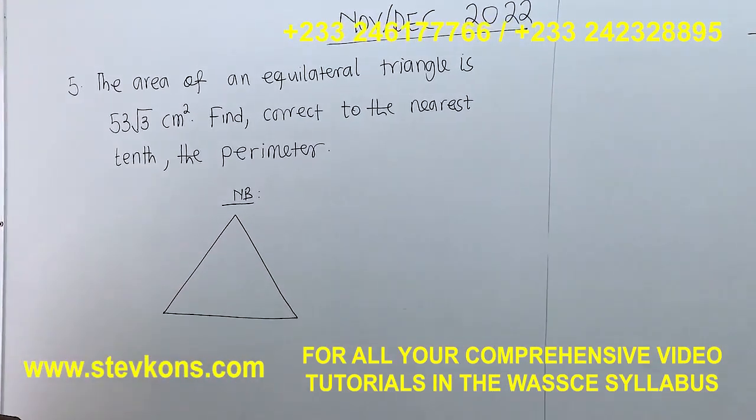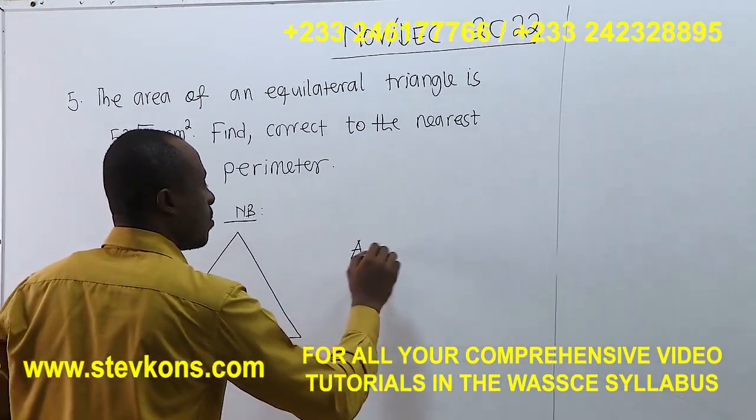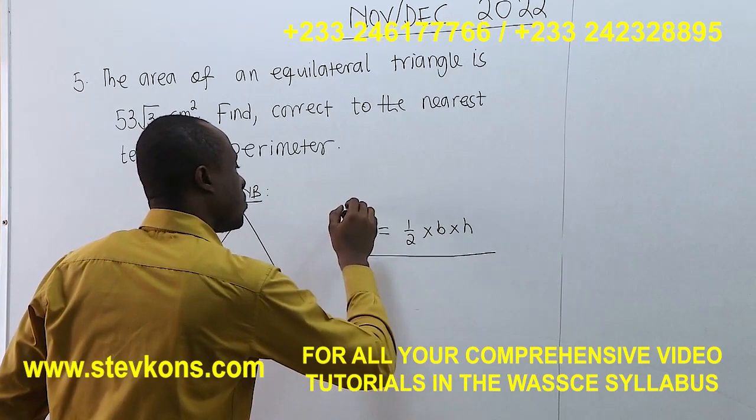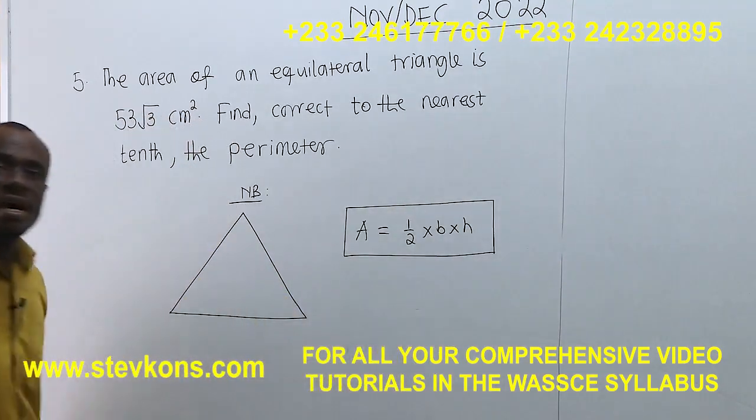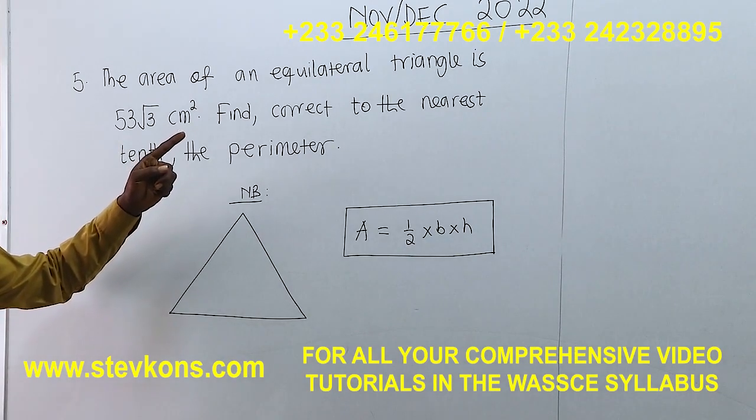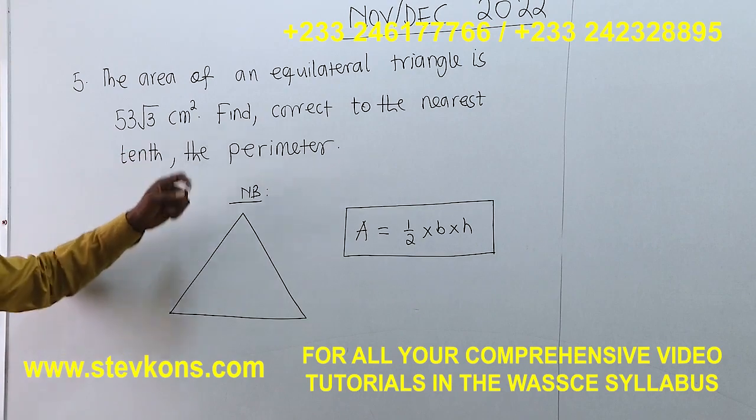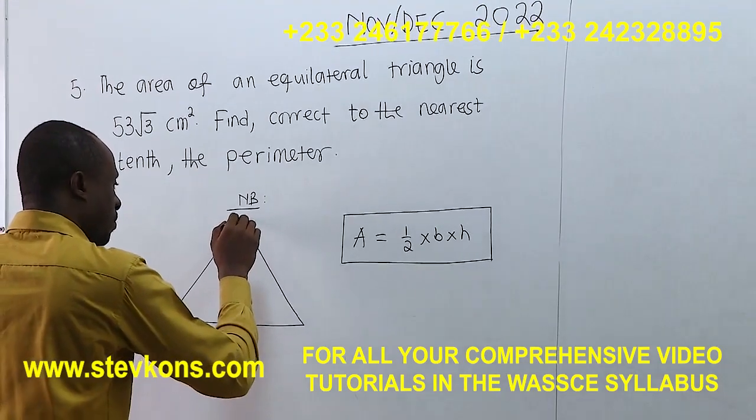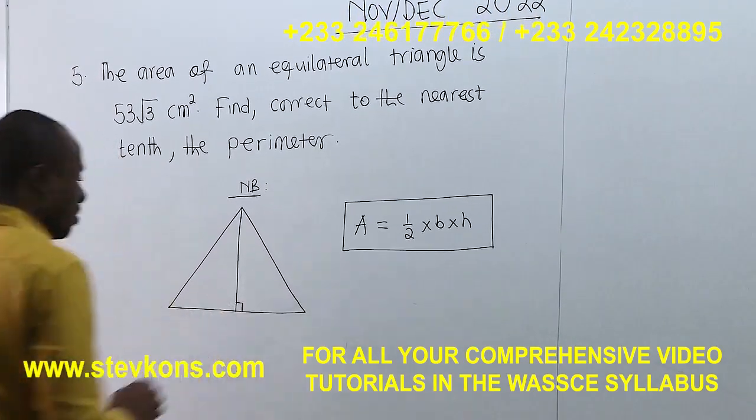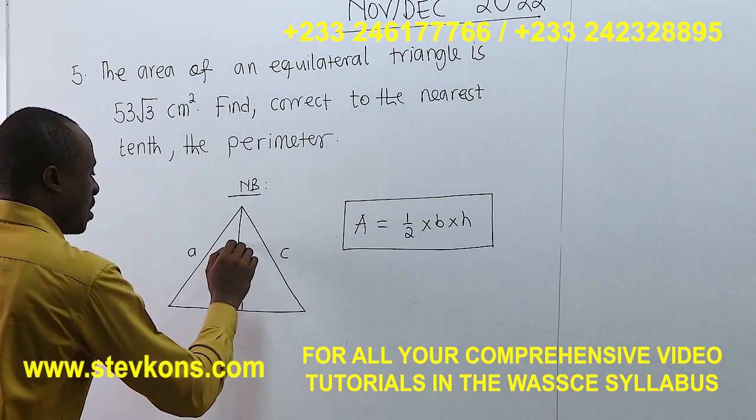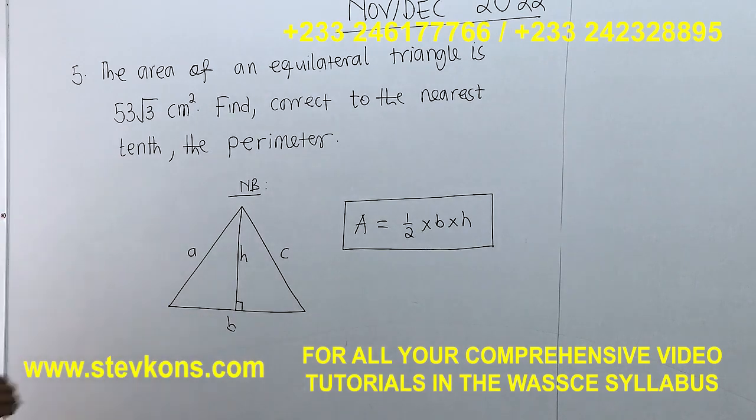How do you find the area of a triangle? Now, the area of a triangle is given by half times the base times the height. Now, looking at the question given to us, we have the area of an equilateral triangle is 53√3 cm². Find correct to the nearest tenth the perimeter. Now, let's consider a perpendicular from this point to that. So, this is 90 degrees. Now, let's suppose that this is A, this is B, this is C, and then this is the height. Now, let's consider an angle here, which is theta.